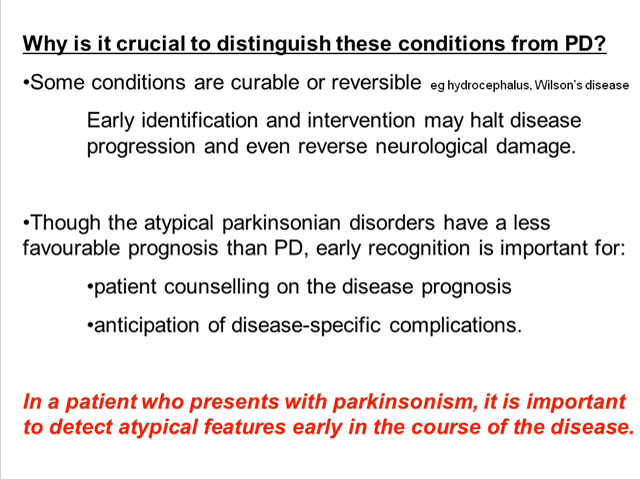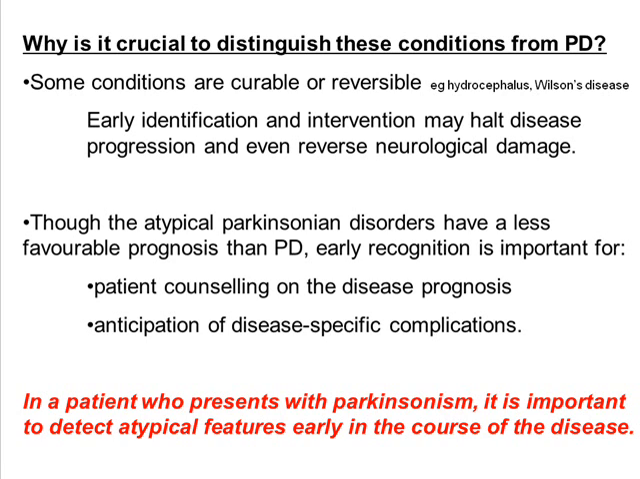I feel that it's important just to highlight this because, firstly, we mentioned that some of the mimics for Parkinson's disease are curable. So it is important to sieve these conditions out very early in the course of the disease. For instance, if you miss Wilson's, it can actually progress to give you permanent neurological damage and even death. Hydrocephalus is so easy to reverse.